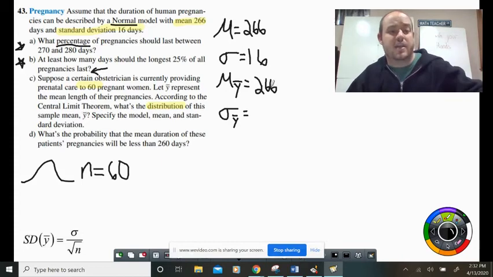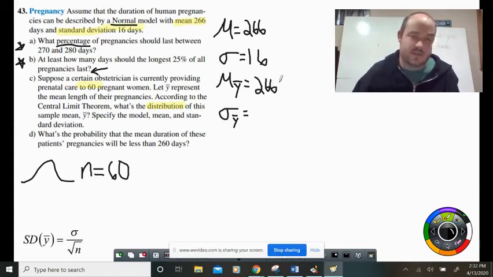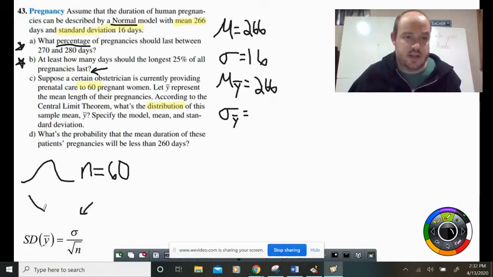Now, on the other hand, the standard deviation is a little different. And in this case, remember, I put it down here for us in case you forgot. The standard deviation for a question like this is whatever the original standard deviation was divided by the square root of the sample size. So in this case, our original standard deviation was 16, and we're going to divide that by the square root of our sample size, which was 60.